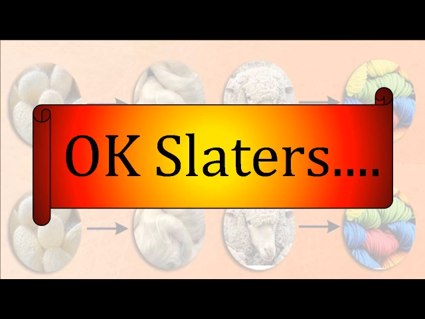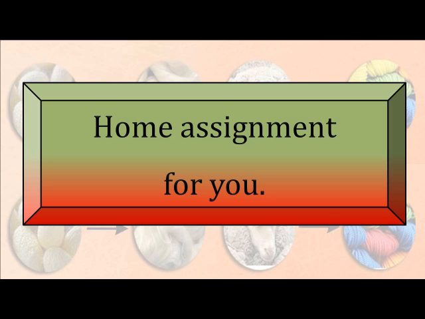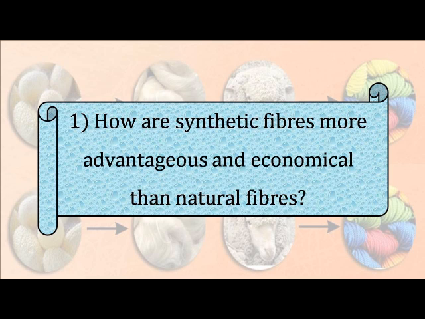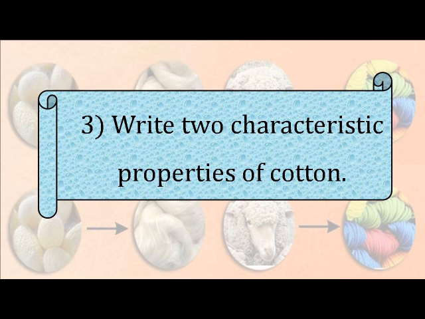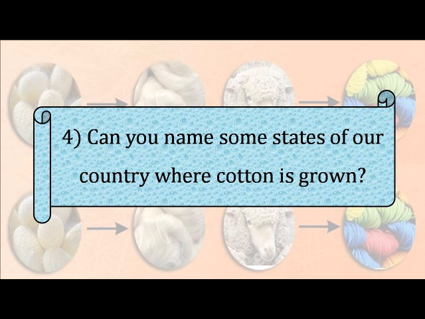Okay, Slaters? Home assignment for you. First question. How are synthetic fibers more advantageous and economical than natural fibers? Second question. Which process is carried out on looms? Third question. Write two characteristic properties of cotton. Fourth question. Can you name some states of our country where cotton is grown?